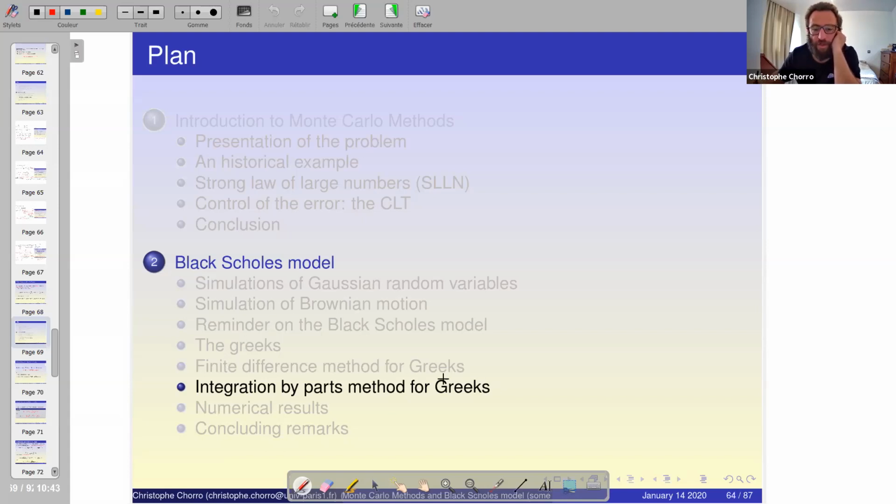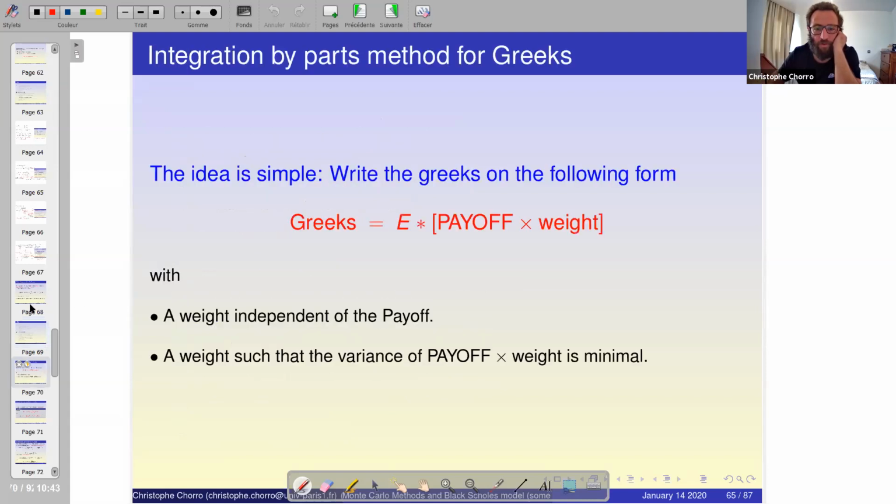So, integration by parts for Greeks. The idea is very simple. What I want to do is the following. In Black-Scholes, or in fact in classical financial models, the price is an expectation, up to a constant, under the equivalent martingale measure, but it's an expectation. Greeks are derivatives of the price.